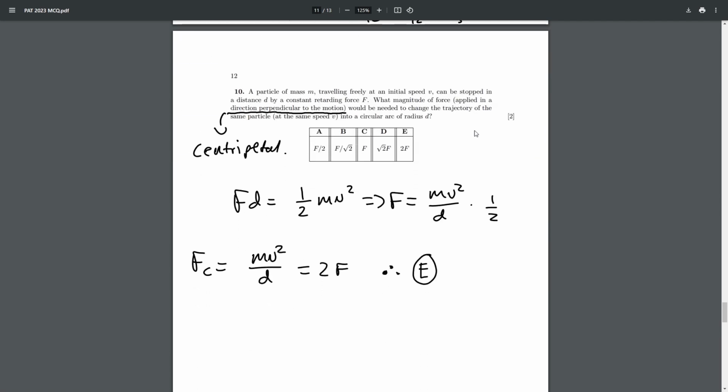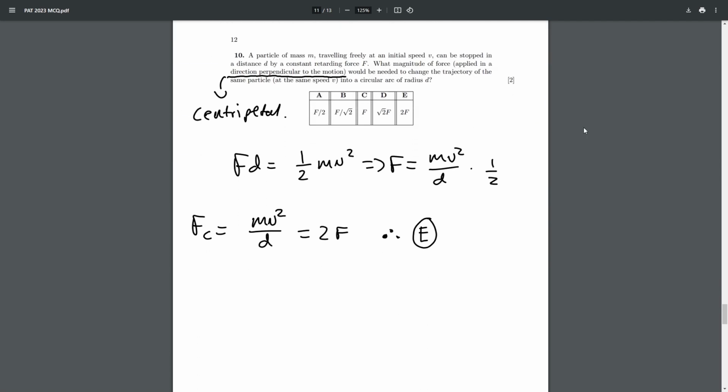Okay, question 10. A particle of mass m travelling freely at initial speed v can be stopped in a distance d by a constant retarding force F. What magnitude of force applied in a direction perpendicular to the motion? When I'm seeing in a direction perpendicular to the motion, I know that's going to be centripetal, a circular motion. It's going to be a centripetal force if my force is perpendicular to my velocity or my direction of motion.